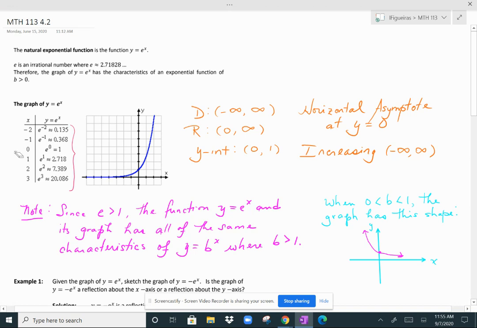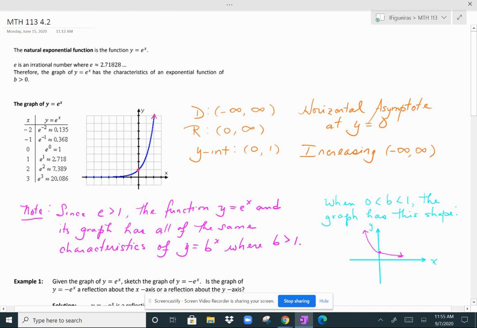So you'll see here on the graph how the values on the negative side get very, very close to 0, but never quite touch that x-axis. But as you move through and the x's get larger, this gets larger. The y values get larger very quickly. And remember, there's a y-intercept right here at 0, 1.